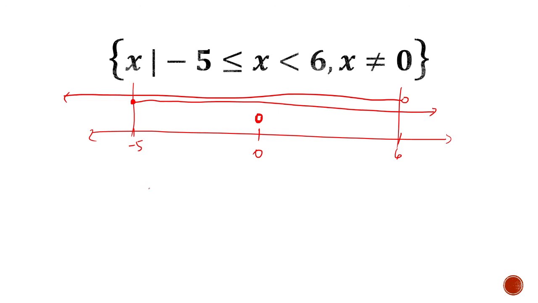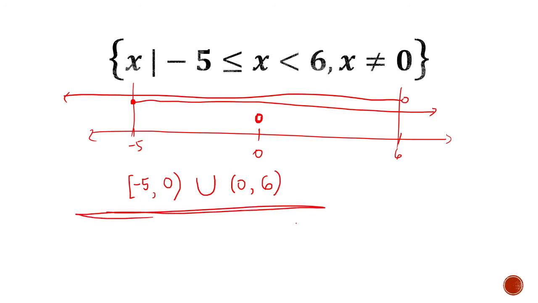Since dito magsisimula, -5, shaded yan, so we are going to use the square bracket. Hanggang 0. But 0 is not included. Pero ang elements natin, hindi lang dito kasi meron din sa kabila. So we're going to use the union of sets. Magsisimula ulit sa 0, hanggang 6, since 6 is not included. That's why we are going to use parentheses.